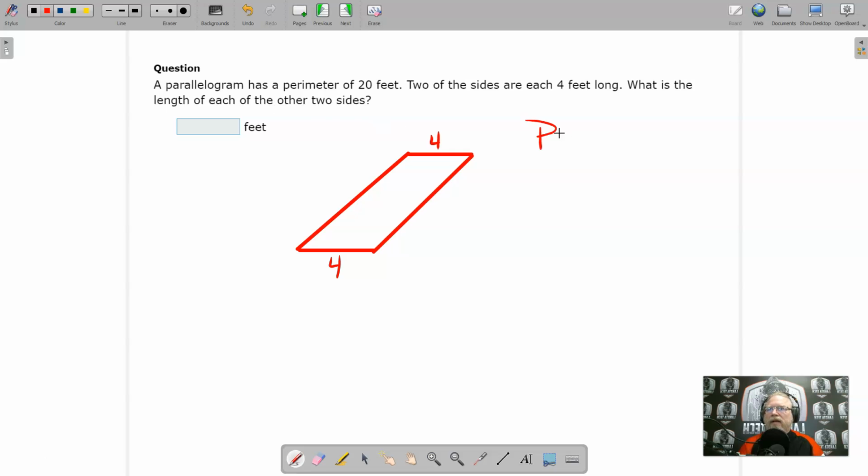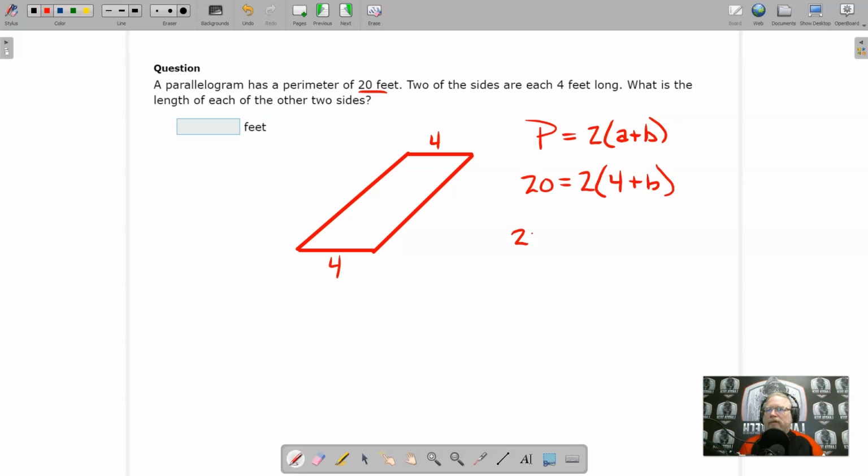So let's see. Perimeter. Having a hard time remembering the P word. Perimeter of a parallelogram is equal to 2 times (A plus B), where A is the short side, B is the long side. So let's go with P equals 2 times, we know the short side, we're assuming it's the short side. Either one would work. But wait a second, we have the perimeter. So I'm going to go ahead and substitute in 20. They tell us perimeter is 20.